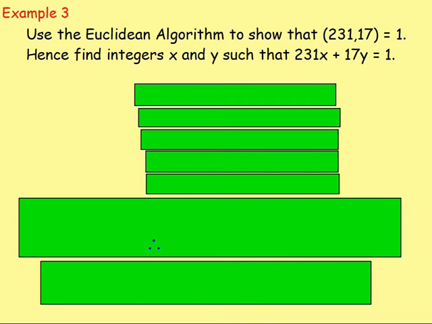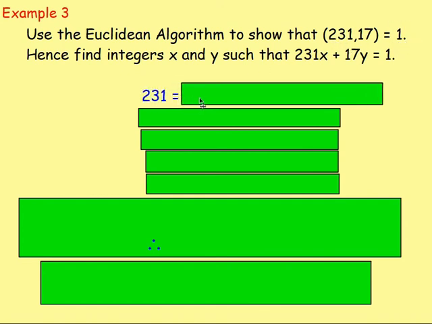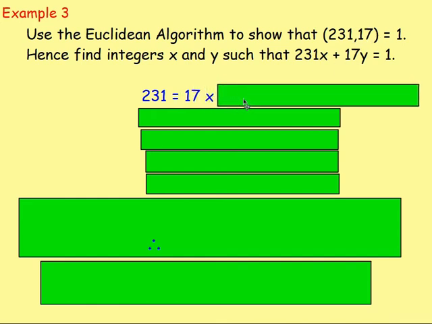Example 3: use the Euclidean algorithm to show that the greatest common divisor of 231 and 17 is 1, and hence find integers x and y such that 231x plus 17y equals 1. To start this off, using the Euclidean algorithm to prove that the greatest common divisor is 1, start with the larger number, 231, and write it in terms of the smaller number, 17. So we can say that 231 is 17 times something. To find the something, divide 231 by 17.